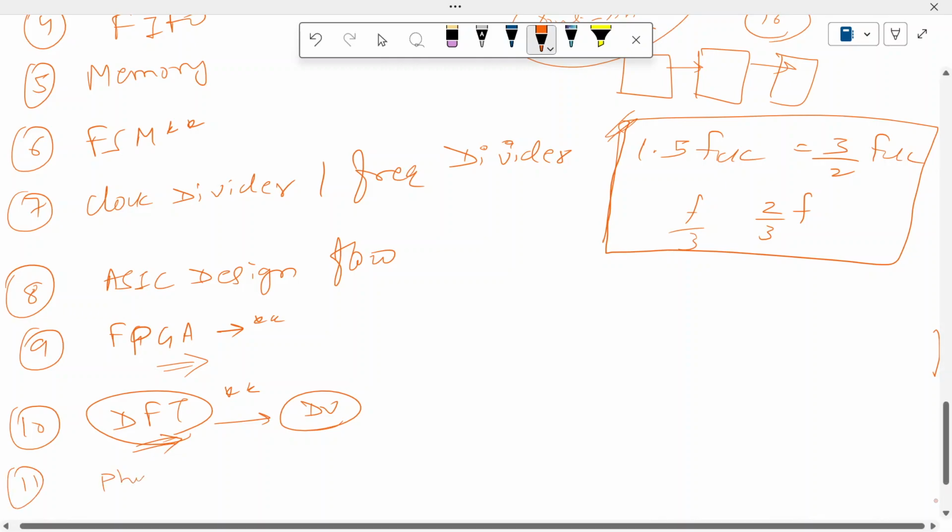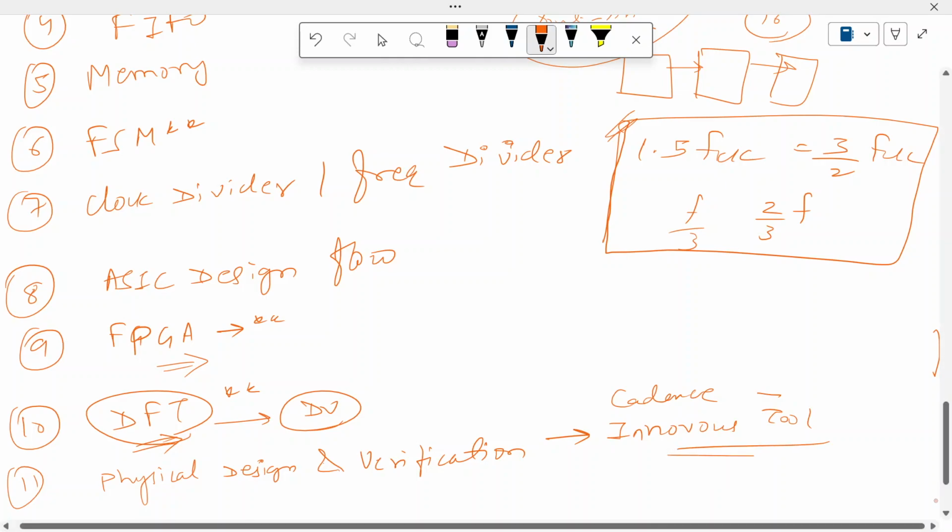I have also done physical design and verification because I've been recruited for the physical design team, so I have good knowledge in this. Actually, I did an internship in my BTech second year, so I have hands-on experience with the Cadence Innovus tool. So this was an added benefit for me. Yeah, so these are some of the topics which you can go through.